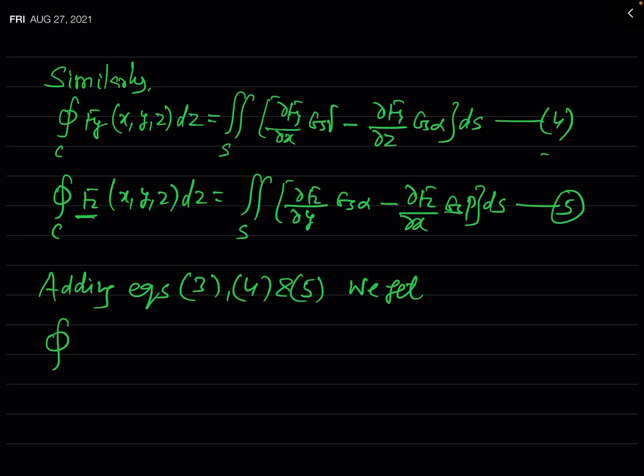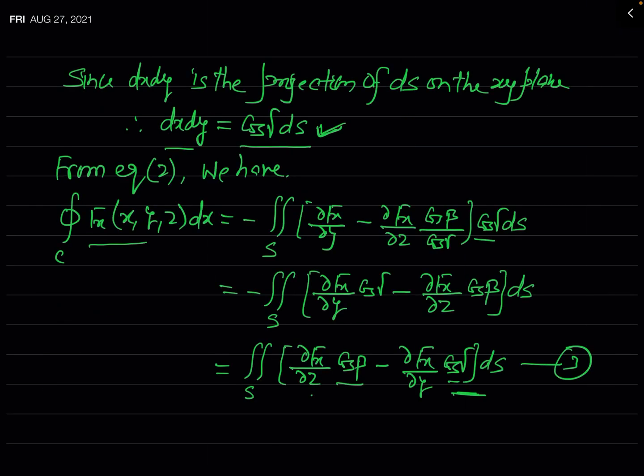What will be this integral? See the terms in LHS. When you add the terms in LHS, that will be simply equal to the integral along C of fx dx plus fy dy plus fz dz. I have not mentioned these arguments here. And when the terms in RHS are added, this will be the integral over s. Since ds is present in all these three equations, take ds as a common factor and add the terms inside the square bracket. So you can see what will be your result.